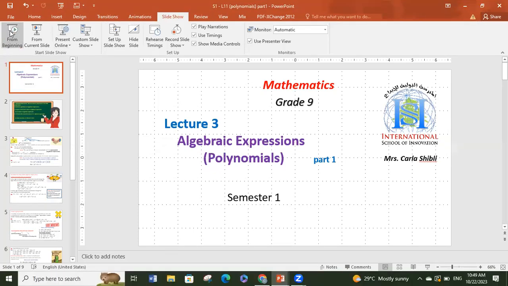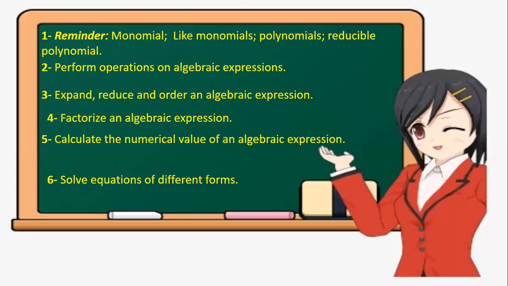We will now start talking about the objectives of our lesson. As a reminder, I will remind you of monomials. What do we mean when we say like monomials or like terms? What are polynomials? What is meant by a reducible polynomial? Objective number 2, we will perform operations on algebraic expressions or polynomials. 3, I will also remind you how we expand or develop, reduce and order an algebraic expression. What are the rules that we use?